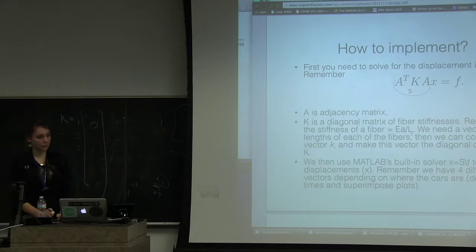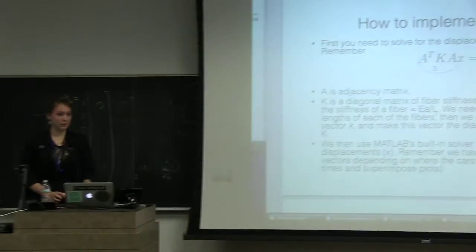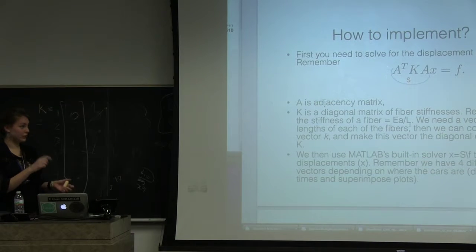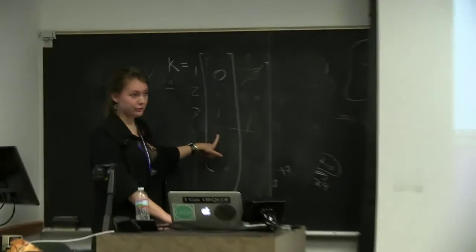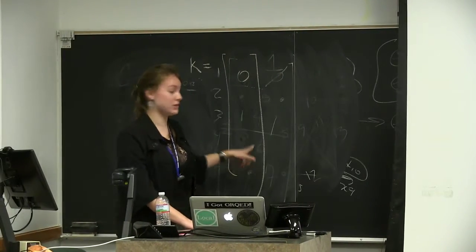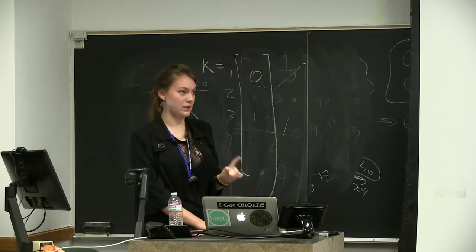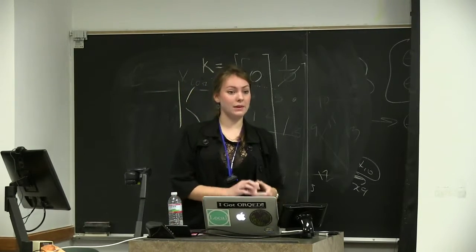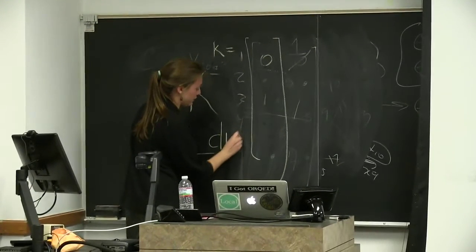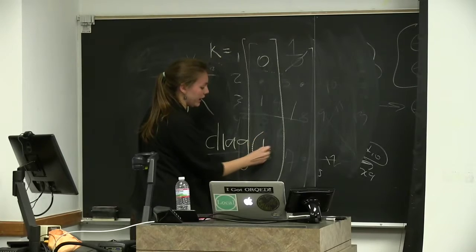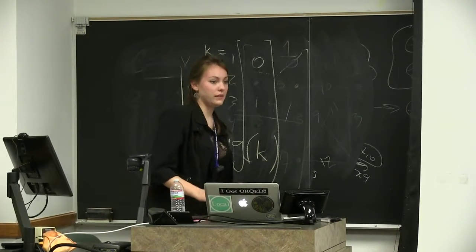What's the stiffness of fiber 2? Yeah, EA over the length of fiber 2. Beware of the lengths of your diagonal fibers. Once you have that K, you can set it up in a for loop to create a diagonal matrix, your big K, that's all zeros with little k on the diagonal. You can use the easy MATLAB command diag, D-I-A-G, little k, which is your vector, and that'll put that vector along the diagonal of a zero matrix.